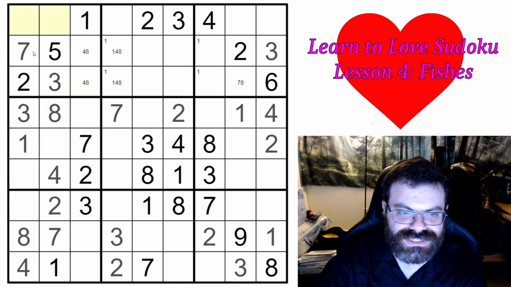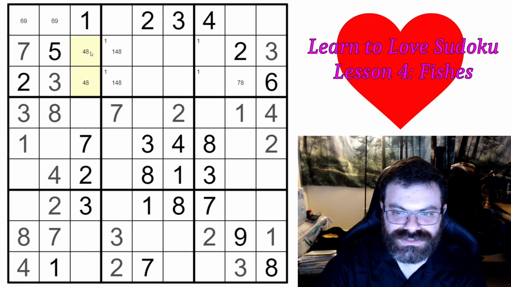Hidden 4-8, which means this is 6 and 9. Oops, this way, 6 and 9. And surprisingly, nothing sees that. Okay, and nothing sees this 4-8 either.